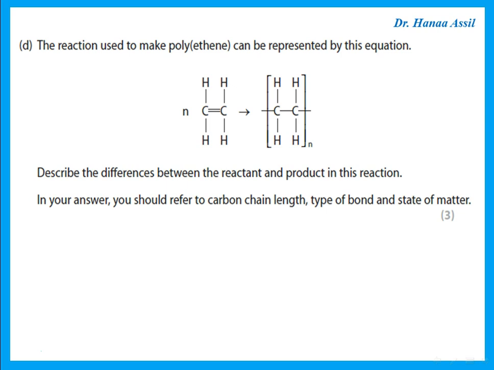So he has ethene and he's making polyethene, and we said before, if I have the alkene and I'm trying to draw the polymer, we copy the 2 carbons that have the double bond, make it a single bond, bond on the right, bond on the left, and then I take a look. Each carbon was bonded to what, and I copy. So that is the polymer. Now he's saying, describe the differences between reactant and product in this reaction. In your answer, you should refer to the carbon chain length, the type of bond, and the state of matter.